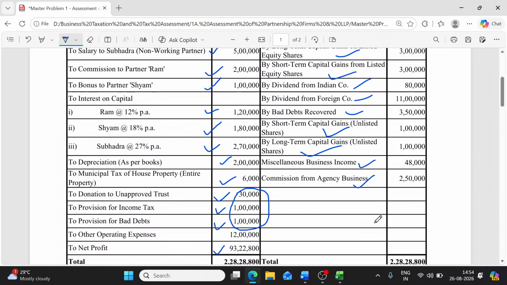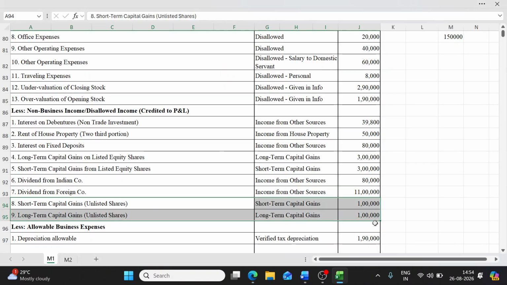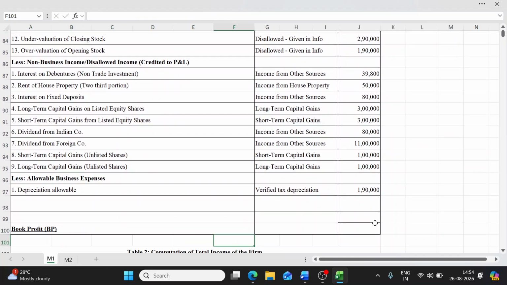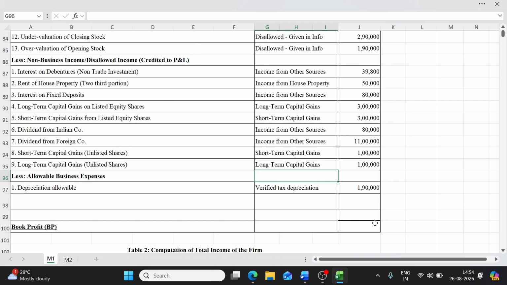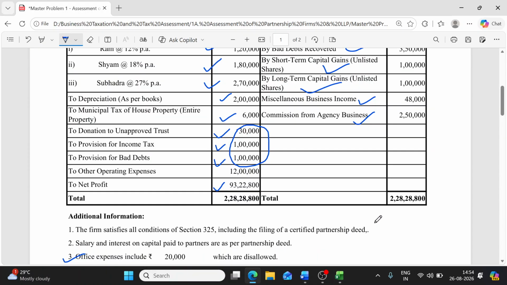So credit side is also done. So now the next point is, now we will allow business expenses. Allowable business expenses means what? We will find out a few business expenses, if any, in the adjustments. I mean to say, okay, I'll show you with an example.